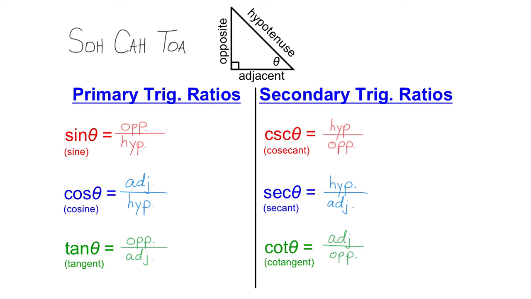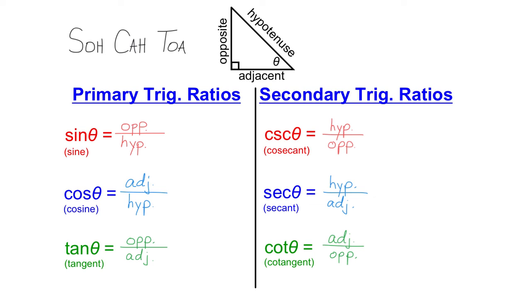Compare cosine with secant. They are reciprocals. And the tangent and the cotangent are also reciprocals. Remember, the word reciprocal means you're just switching numerator and denominator, essentially. So we have the primary trig ratios and we have the secondary trig ratios. They all work with the same labels of opposite, adjacent, and hypotenuse.